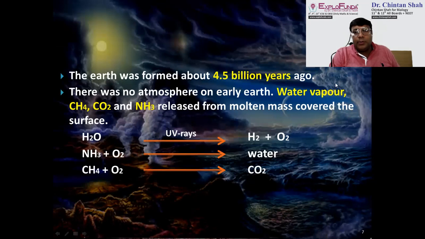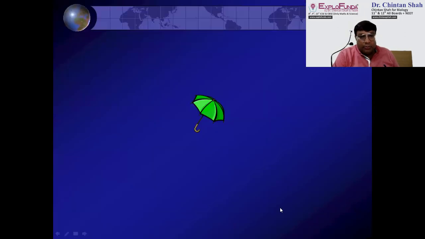The earth was formed about 4.5 million years ago, and there was no atmosphere on early earth. Water vapor, methane, carbon dioxide, NH3, and hydrogen released from the molten mass were covering the whole surface. The water, by ultraviolet radiation, gave rise to H2O2. NH3 combined with O2 gives rise to water. CH4 plus O2 gives rise to CO2.